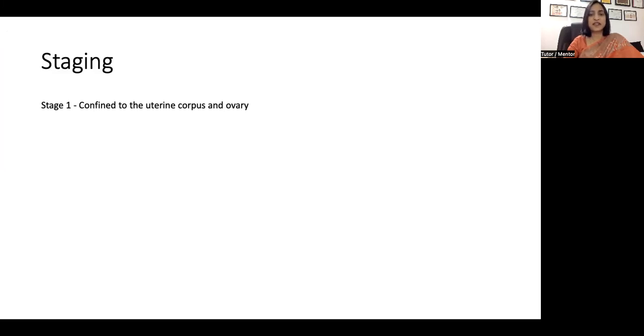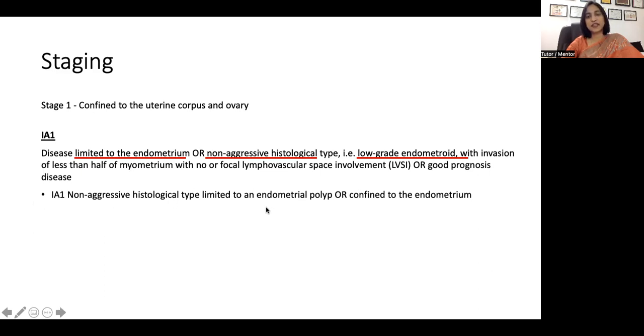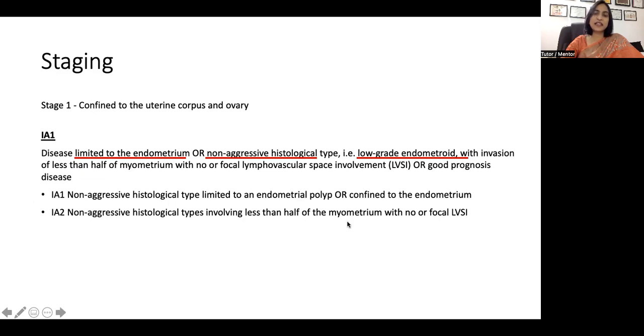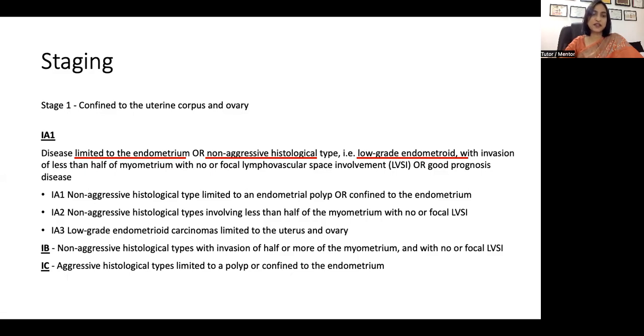Stage 1 is confined to the corpus and may extend up to the ovary if other indicators of spread beyond the uterus are not there. 1A is limited to the endometrium, or non-aggressive histologic type. If it is non-aggressive, it can include the inner half of the myometrium, or low-grade endometrioid type. So 1A1 is non-aggressive, limited to the endometrium. 1A2 is non-aggressive, involving less than half of the myometrium. 1A3 is low-grade, but limited to the uterus and ovary, which means it can include the myometrium as well as the ovary. 1B is non-aggressive with more than half of myometrial involvement, and 1C is aggressive, confined to the endometrium. If it is aggressive and has gone to the myometrium, it goes to stage 2, unlike the previous classification. So this is stage 1.